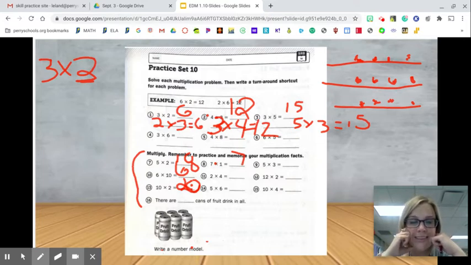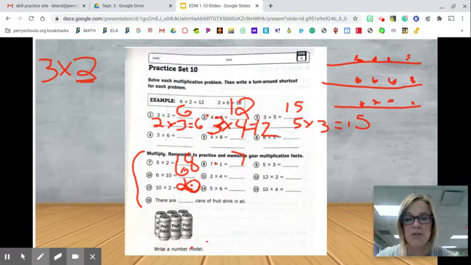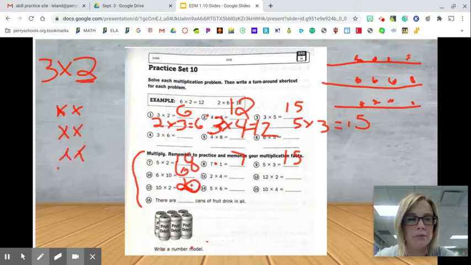Okay, number 9 says 5 times 3. I'm going to count by 5s. 5, 10, 15. Number 11 says 2 times 4. 2s are how I like to count, so I'm going to have 4 2s. If you are having trouble counting, you could always draw an array. So I'm going to have 4 rows of 2. So I've got 1, 2, 3, 4, and I'm going to add them up together. 1, 2, 3, 4, 5, 6, 7, 8. 2 times 4 is 8.